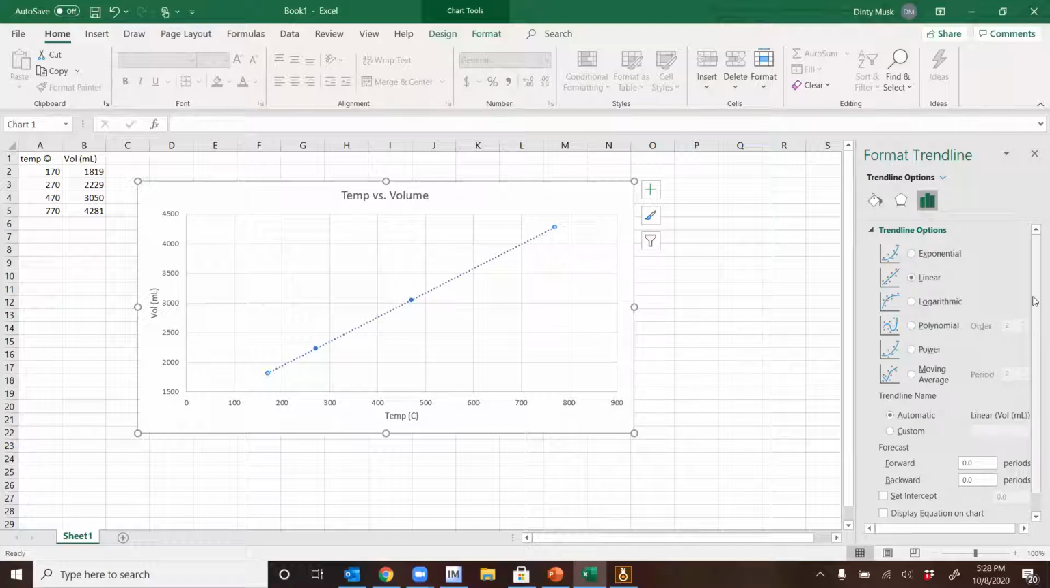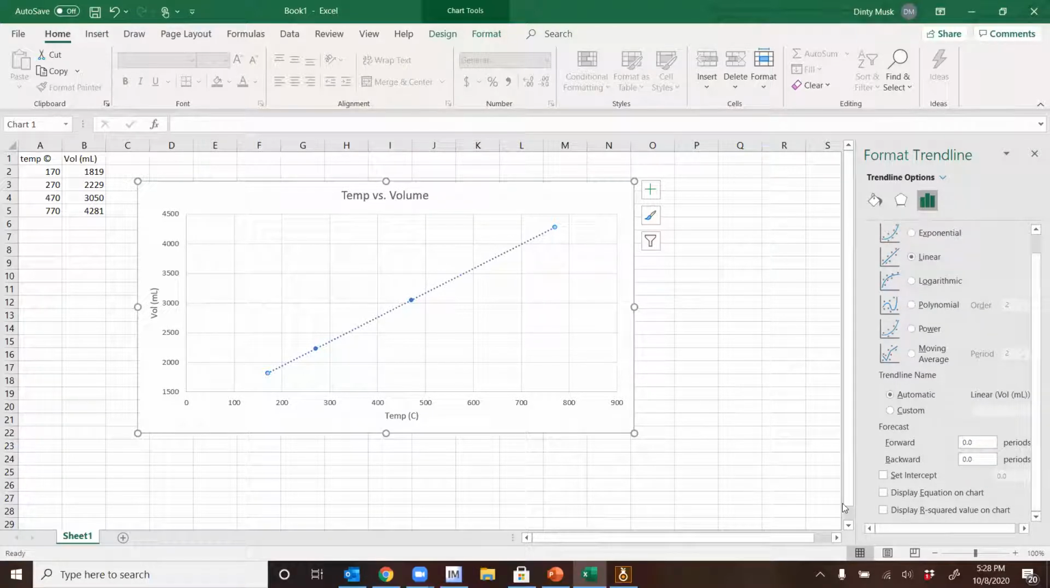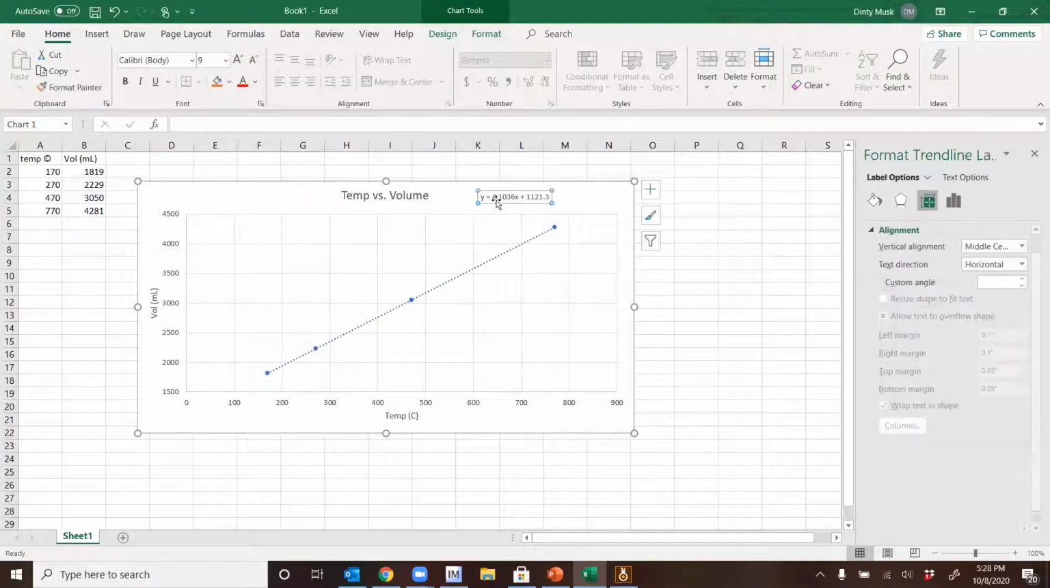So the other thing that we can do is we can display the equation for this line on our chart. If I click here, it tells me that this is the relationship between temperature, the x coordinate, and volume, the y coordinate. So if I wanted to figure out what my volume was at a temperature of 1,000, I would substitute 1,000 in for x and then solve for y.